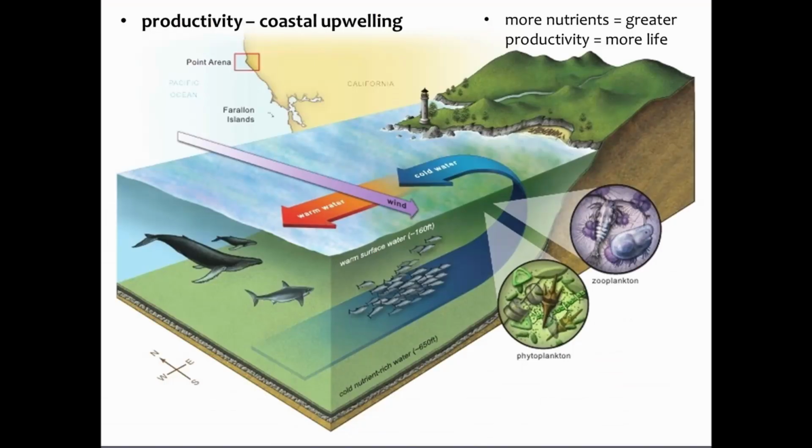With an increase in nutrient levels, which then drives an increase in primary productivity, we then get an increase in all other sorts of life within the ocean. So areas where we see coastal upwelling are very productive. We see an increase in number of fish stocks and other larger marine organisms. More nutrients means greater productivity, means greater amounts of life, greater diversity within that part of the ocean.